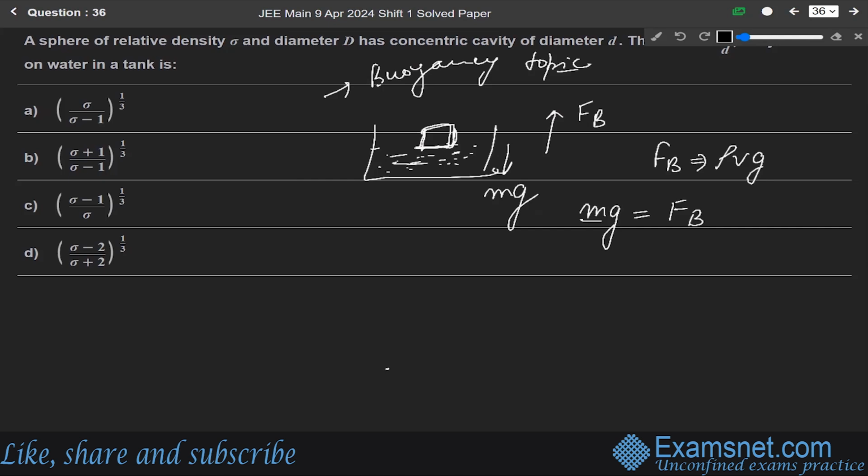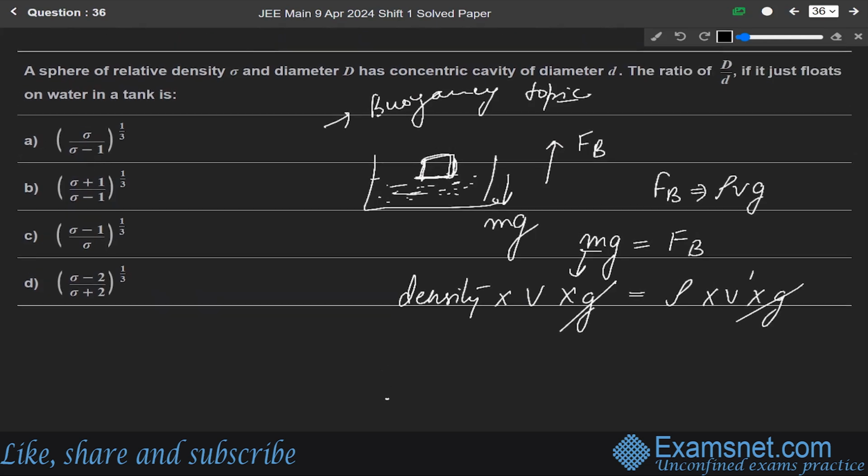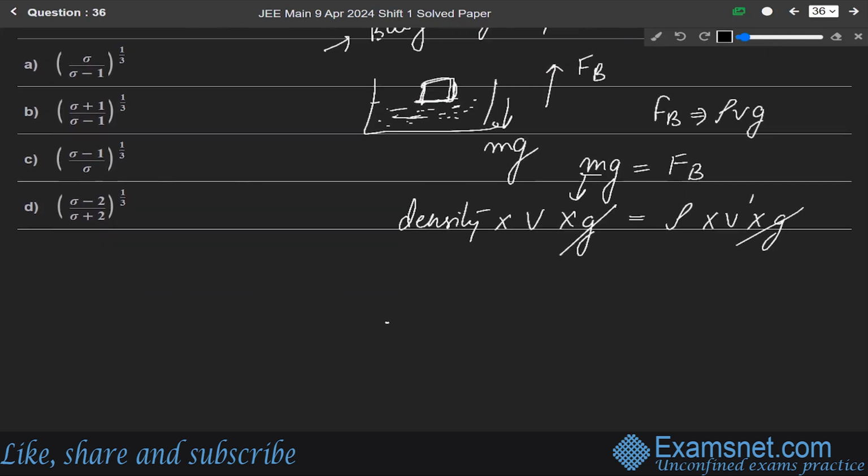Writing mass in terms of density and volume, in place of mass we can write density into volume V into g, and it is equal to rho, let us say with volume V dash, into g. So g cancels out. Since the question is saying relative density, when we divide this density with the density rho of the liquid, which gives the buoyancy force acting in the upward direction, this density divided by rho will be equal to sigma.